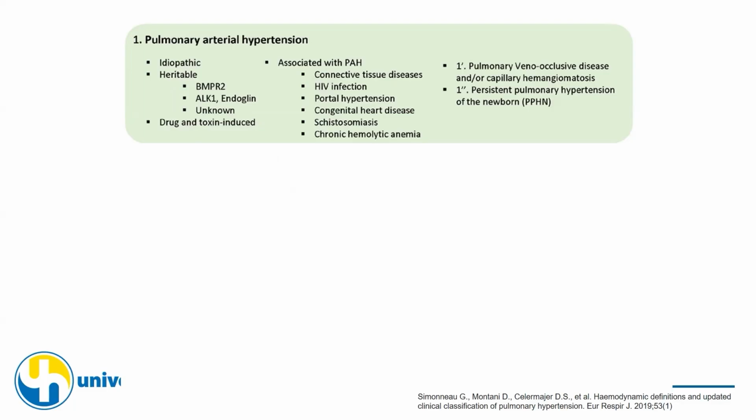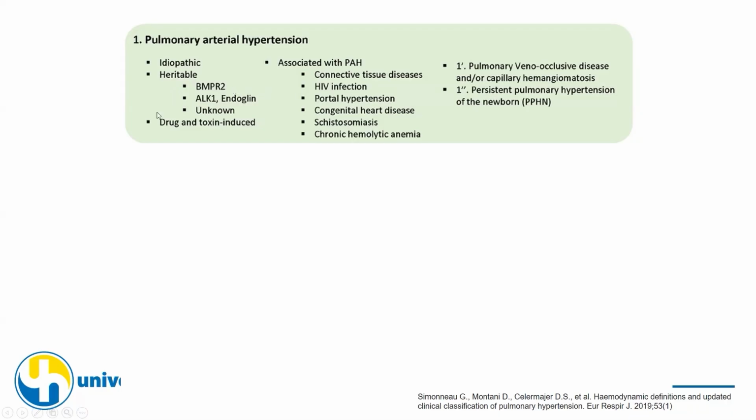So I always send those labs. HIV, portal hypertension, I always send hepatitis and LFT labs in pulmonary hypertension patients. And then schistosomiasis is the most common cause of pulmonary hypertension outside the United States. And some of these heritable gene mutations, I don't send unless all these come back negative.